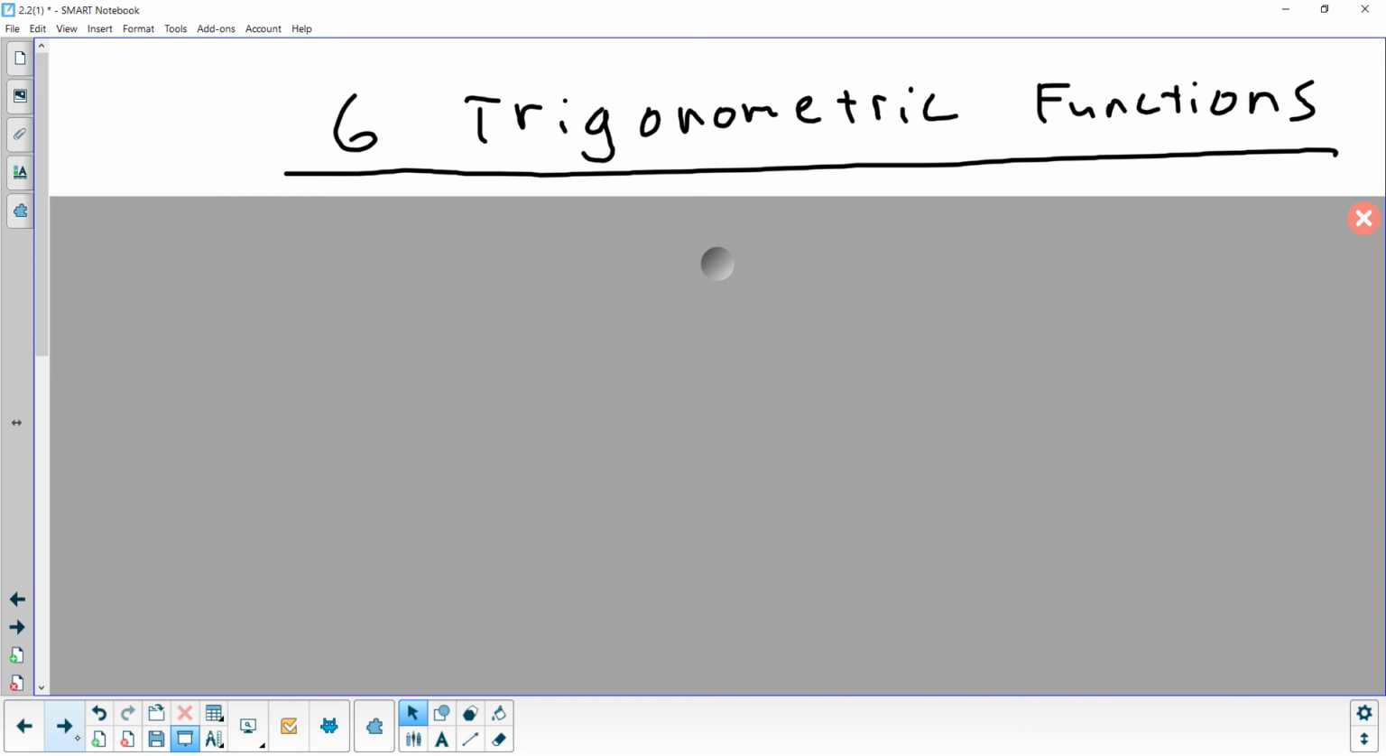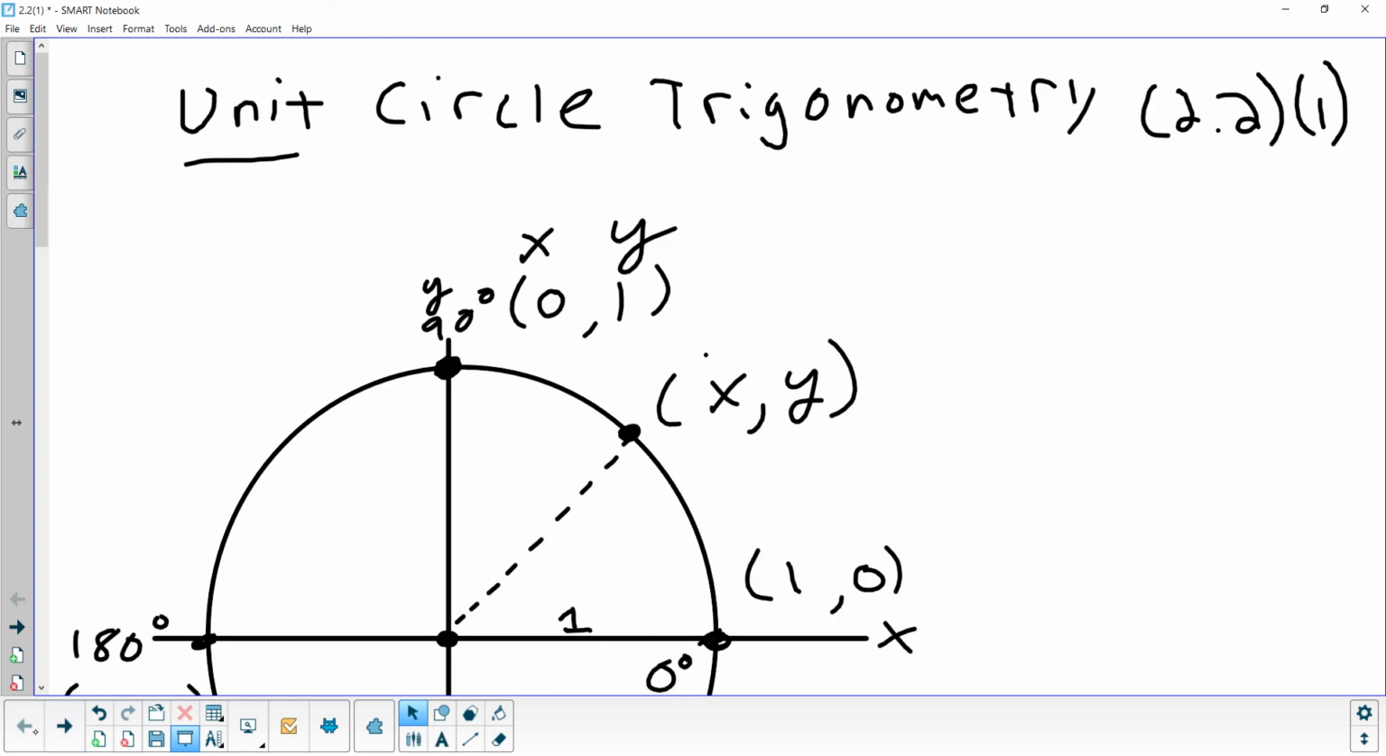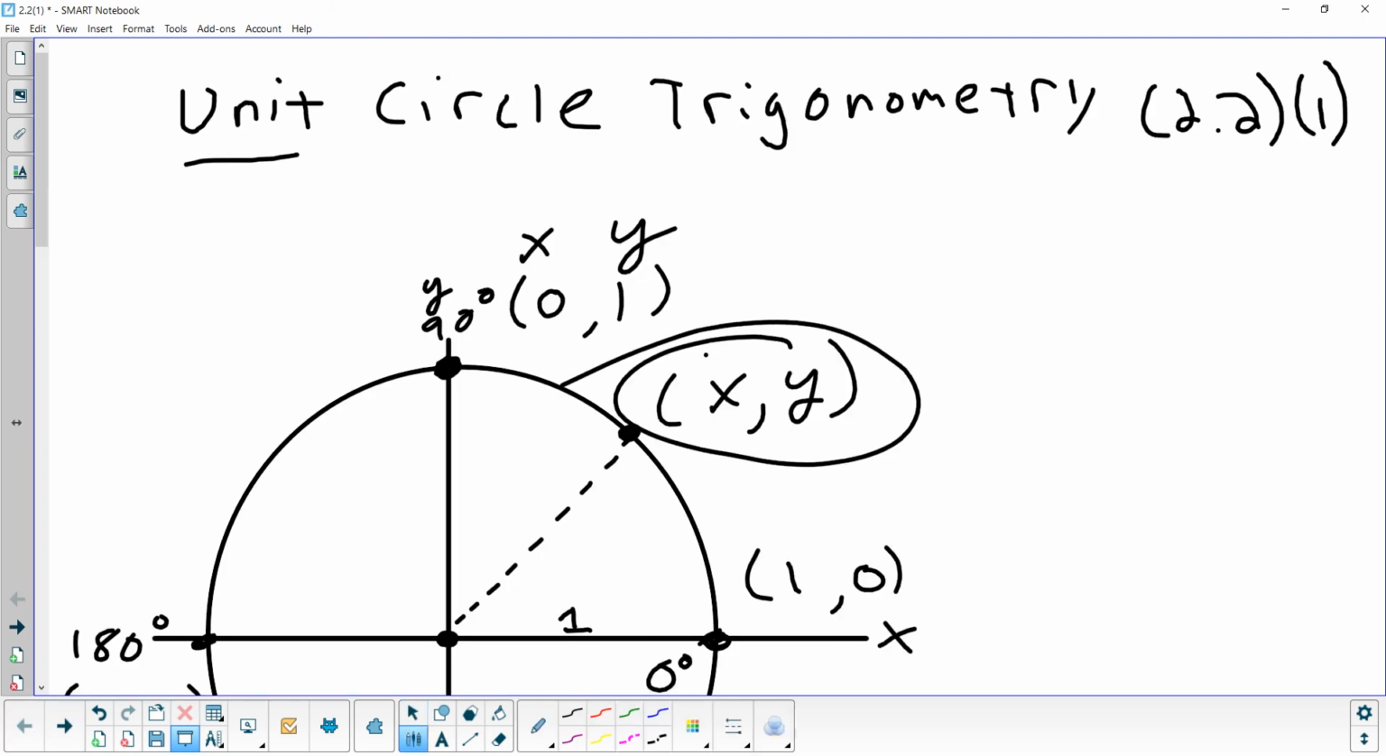All right, so what we're going to do now is look at what's called the six trig functions. These are kind of the most important functions that we use in the entire class. And the way we're going to define these functions is based off this. It's all going to be based off knowing a coordinate. A coordinate has an x value and a y value.